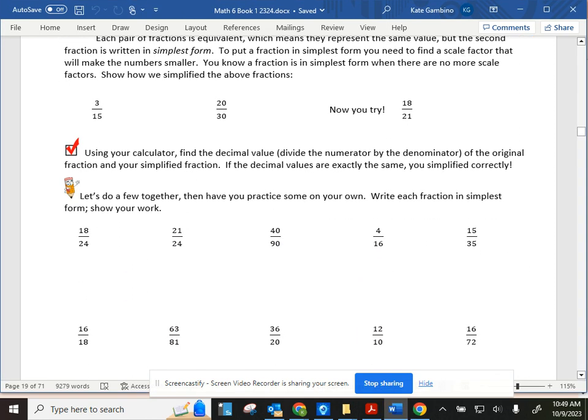So let's look at that. We just talked about it. I can divide that 3 out. So 3 divided by 3 gave me the 1. 15 divided by 3 gave me the 5.